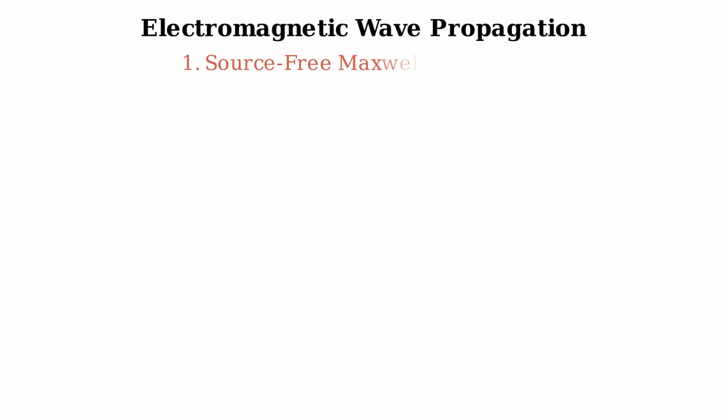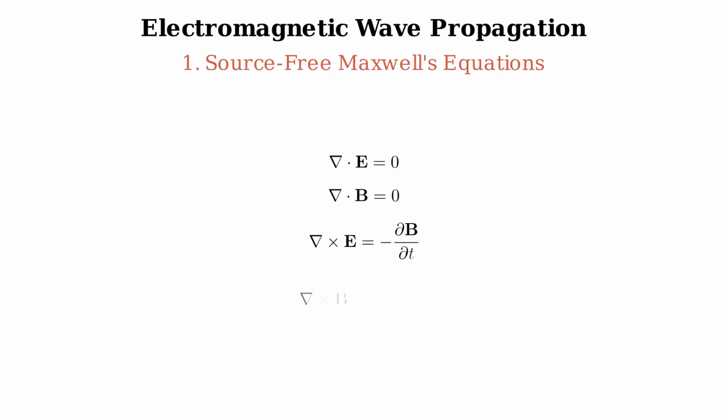Now let us see how Maxwell's equations predict the propagation of electromagnetic waves. In empty space, or vacuum, there are no charges and no currents. So ρ is 0, and J is 0. Maxwell's equations simplify to these four source-free equations.